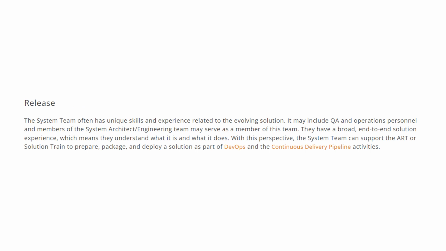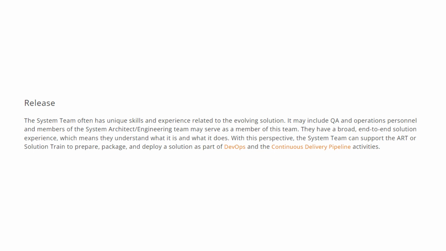The final aspect of a system team's responsibility is release, right? The system team often has unique skills and experience related to the evolving solution. It may include QA and operations personnel, and members of the system architect and engineering team may serve as members of this team. They have broad end-to-end solution experience, which means they understand what it is and what it does. With this perspective, the system team can support the ART or solution train to prepare, package, and deploy a solution as part of DevOps and the continuous delivery pipeline activities.